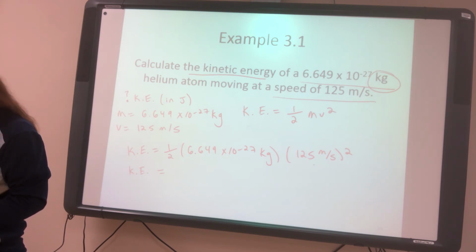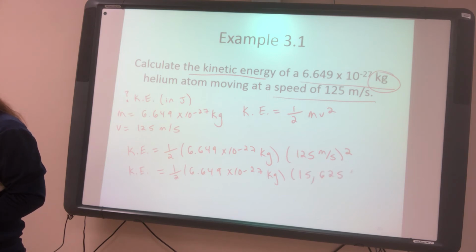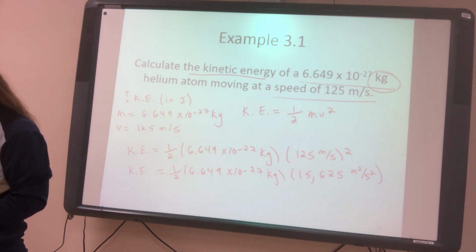So if I want to work out the math, you can multiply. You want to do your 125 squared first. So you want to get all of your exponents going. So if I multiply that, I get 15,625 meters squared per second squared. Then I can multiply all this out. And when I multiply it all out, remember the units, because if I square the number, I also square the units. So then when I multiply this all out, I get 5.19 times 10 to the negative 23 kilograms meters squared per second squared.